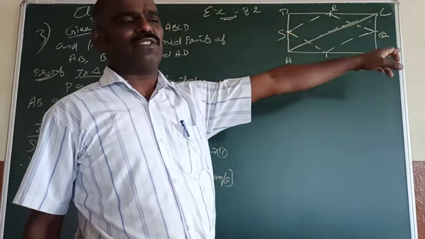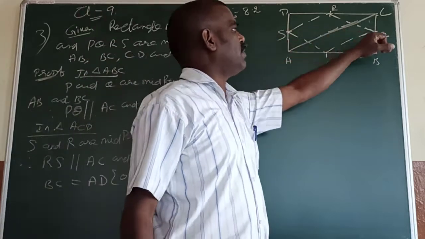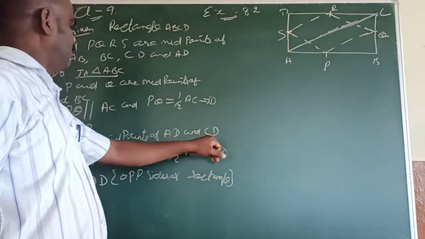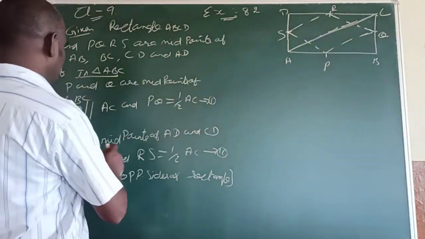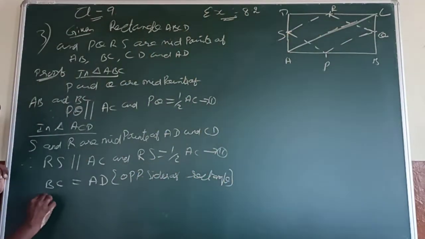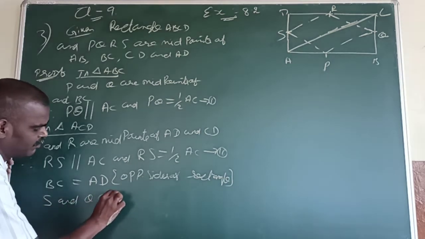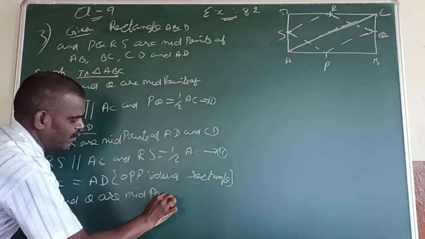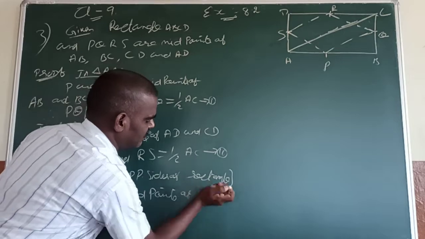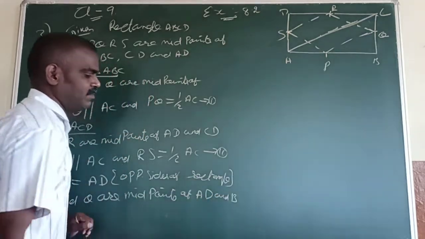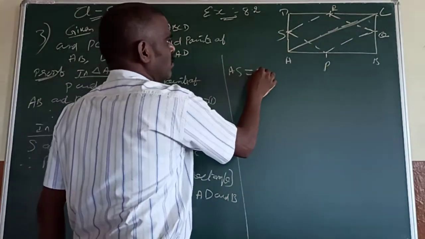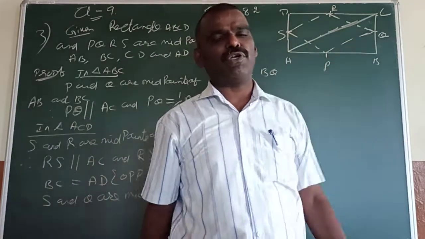But S and Q are the midpoints, right? S is the midpoint of AD, Q is the midpoint of BC. Since S and Q are the midpoints of AD and BC, AS is equal to BQ. AS and BQ will be equal.